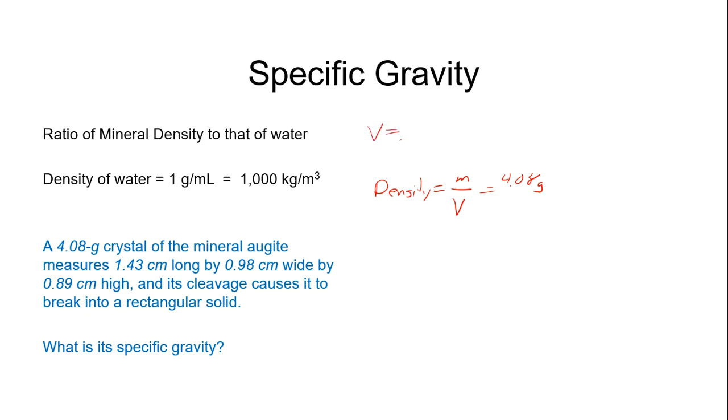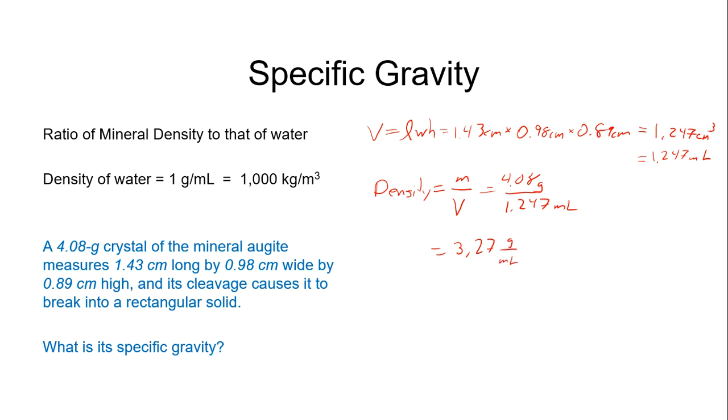Well, since this is a cube, volume is easy. It's length times width times height. So that's going to be 1.43 centimeters times 0.98 centimeters times 0.89 centimeters, just taking the length, width, and height from the question. Multiply all those together, and you get 1.247 cubic centimeters. Now, it's important to note that the definition of 1 cubic centimeter is the same as the definition of 1 milliliter. So this is going to be also 1.247 milliliters. So the density then is mass, 4.08 grams, divided by the volume, 1.247 milliliters, which is going to give us a density of 3.27 grams per milliliter.